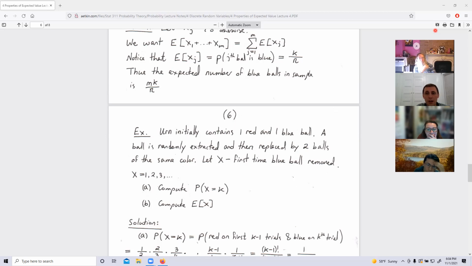What do you think? Is it 1, 2, 3, 4? How many of you think the answer is 1? Just write 1. In other words, on average, I will remove the blue ball in one trial. Right, on the second trial.